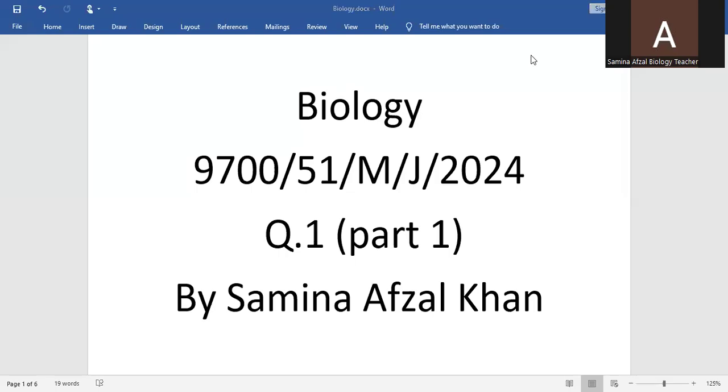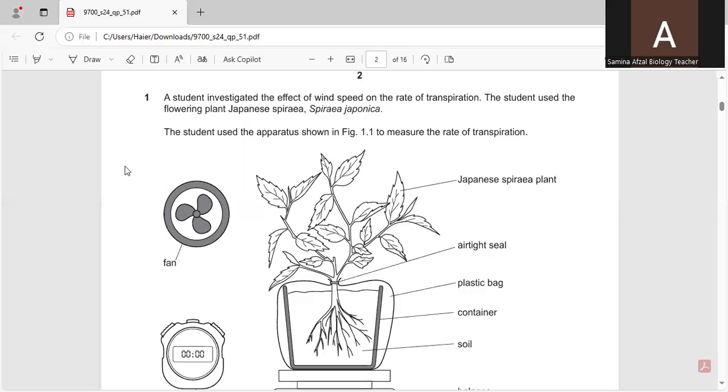A-Level Biology 9700, Paper 5, Variant 1, May/June 2024, and question number 1. Question number 1 is: a student investigated the effect of wind speed on the rate of transpiration. The student used the flowering plant Japanese Spirea japonica.